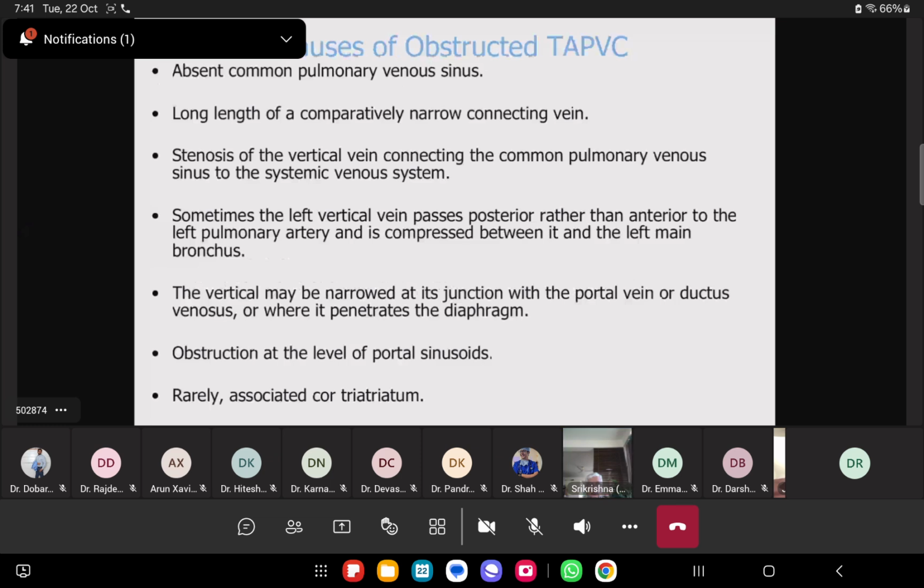This constitutes an extrinsic cause of the obstructive TAPVC. The vertical vein may be narrowed at its junction with the portal vein or ductus venosus, or where it penetrates the diaphragm. Obstruction can occur at the level of the portal sinusoids and is rarely associated with cor triatriatum.